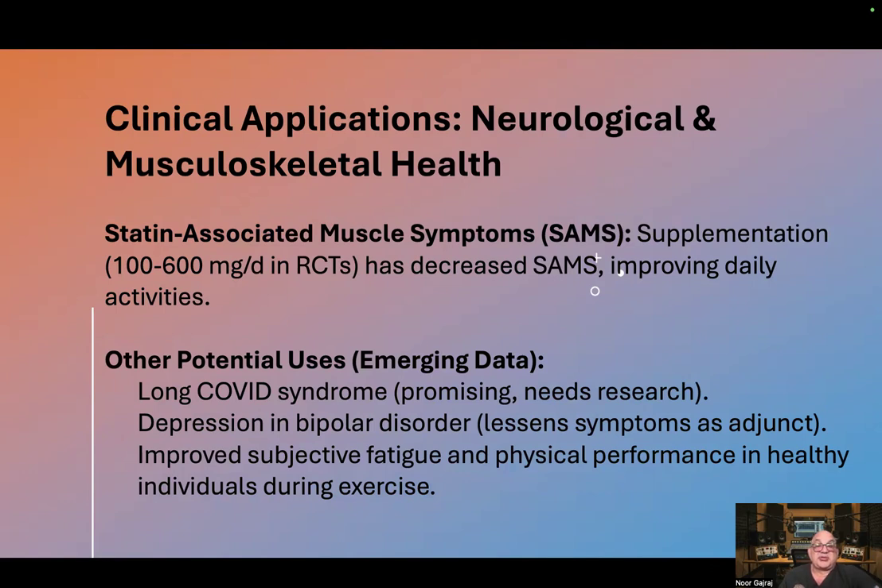Other potential uses. Emerging data on long COVID syndrome is promising but needs more research. Depression in bipolar disorder: it lessens symptoms as an adjunct or add-on. It improved subjective fatigue and physical performance in healthy individuals during exercise.